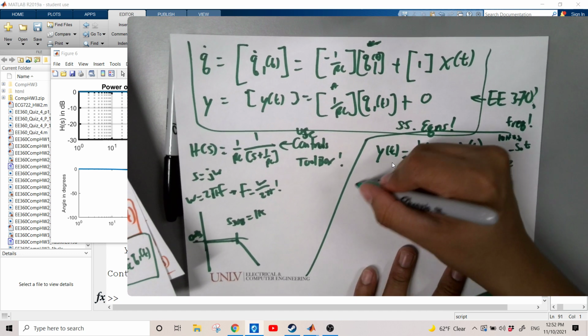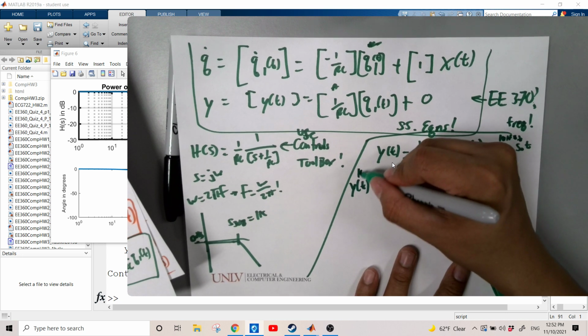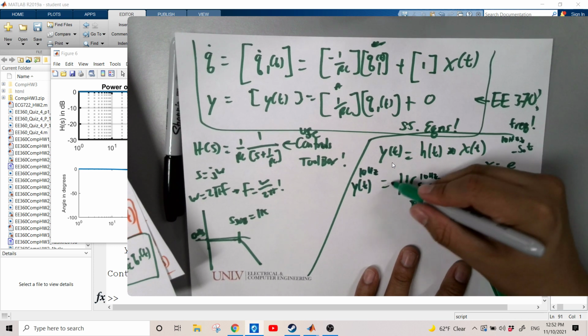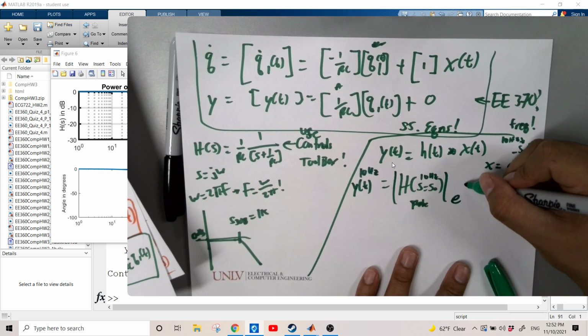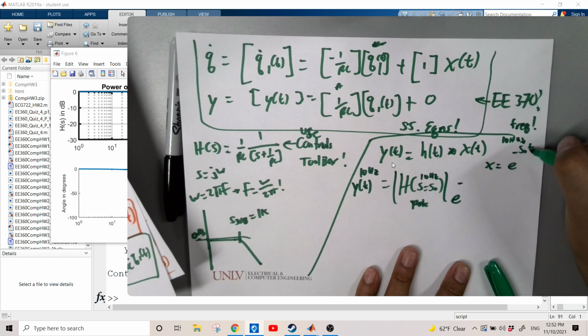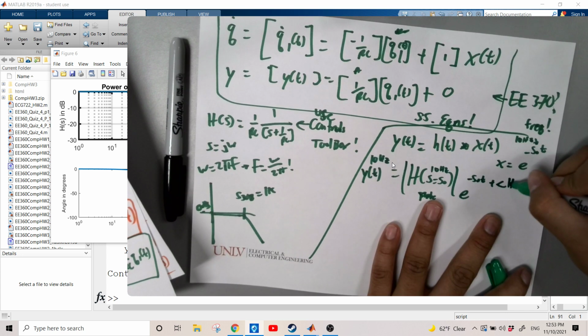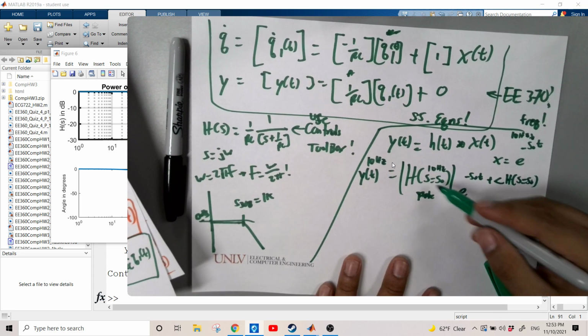So what do we get at the output? Y of t. Our output, we should ideally get the same 10 hertz signal, except with a different magnitude, and then e to the minus, we get the input back, s naught t, then I guess some plus some angle of h of s is equal to s naught. So any system can be analyzed like this.